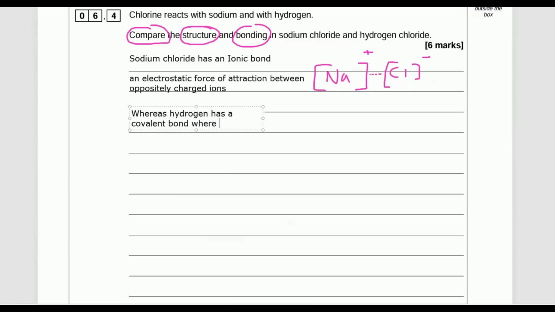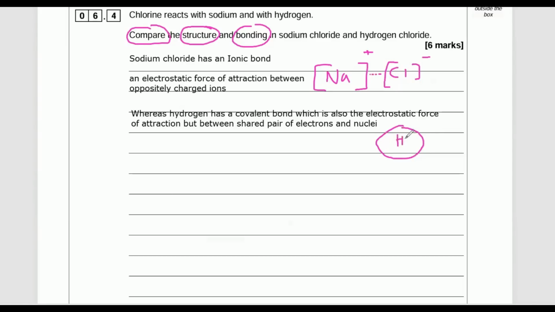Let's just explain what a covalent bond is. It has a covalent bond, so they both have an electrostatic force of attraction. That's kind of a commonality, which is also an electrostatic force of attraction, but between a shared pair of electrons and the nuclei. So what the hell do I mean there? Well, what I'm saying is, if you imagine you have hydrogen here and hydrogen there, they're sharing their electrons between the nuclei. So it's covalent. So I've compared the bonding. I can tick that off. Boom, done the bonding.